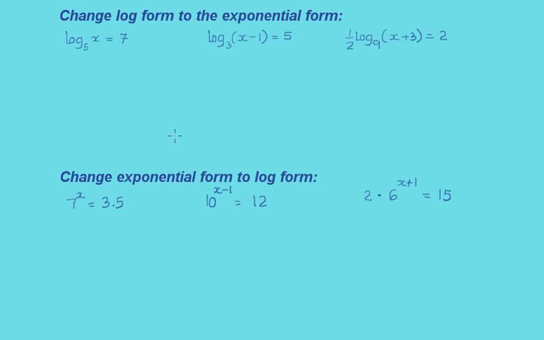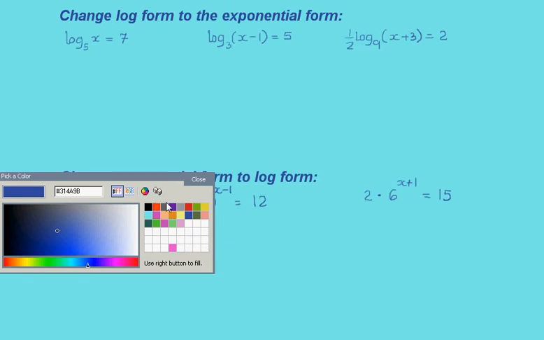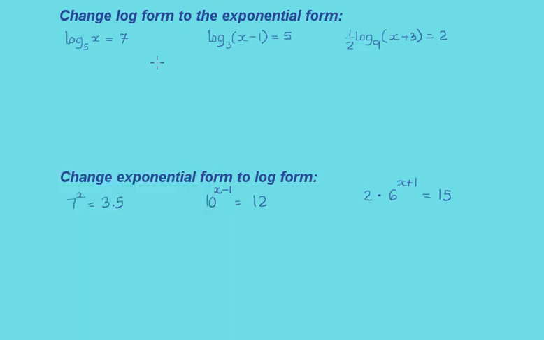Let's work out some problems in changing the forms of a given expression, given equation. Now these are all given in log forms and we have to change them into their corresponding exponential forms. The way to do it is one thing to remember: the base always remains the base. This is the base here, 5.